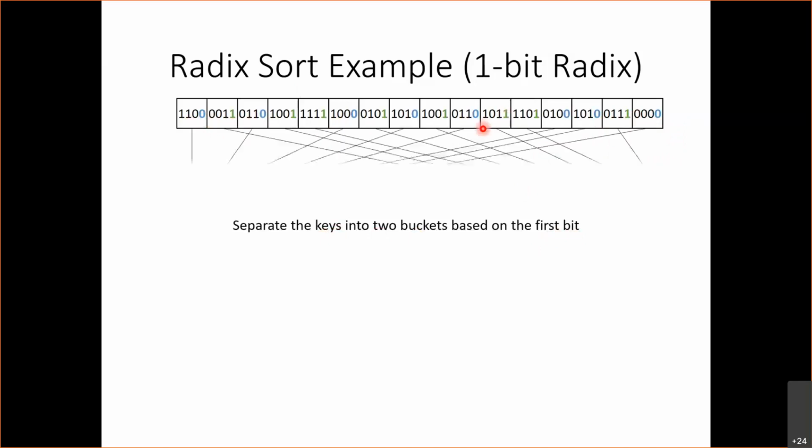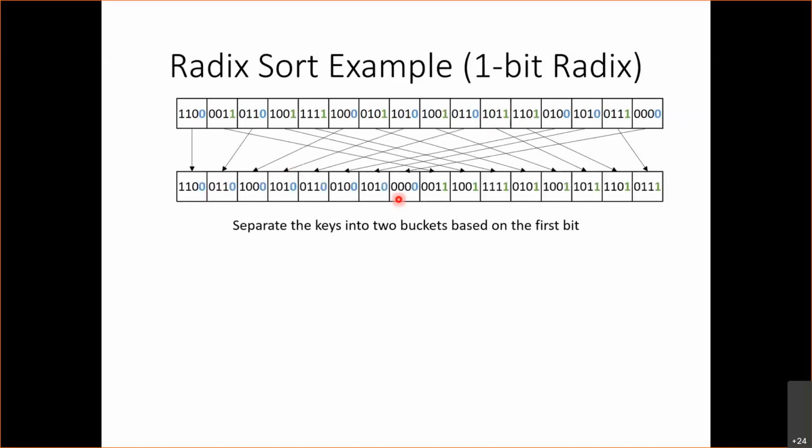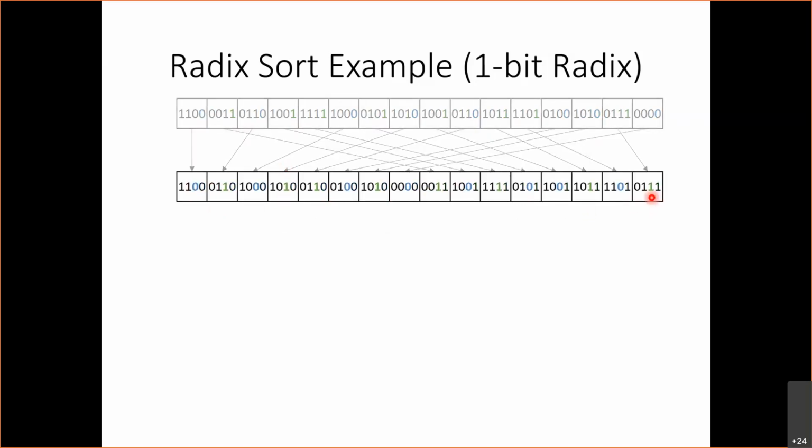Okay, so we're going to do this. We're going to put all the zeros here at the beginning, and then we're going to put all the ones after all of the zeros. And after we do this, now we have the array sorted by only the least significant bit. Okay, and now we're going to repeat this process, but every time we're going to look at a different bit, going from the least significant bit to the most significant bit. So on the next iteration, we're going to look at the second bit.